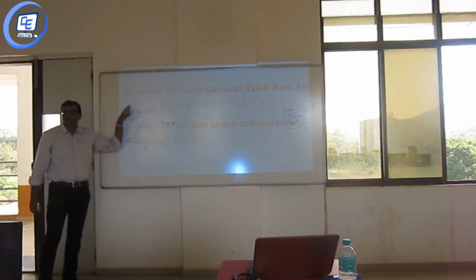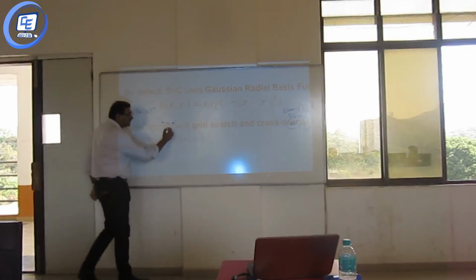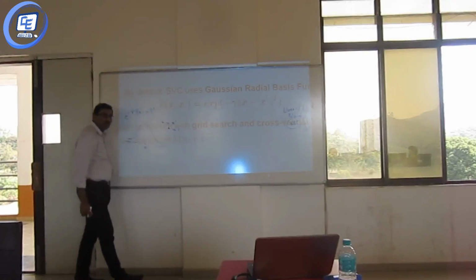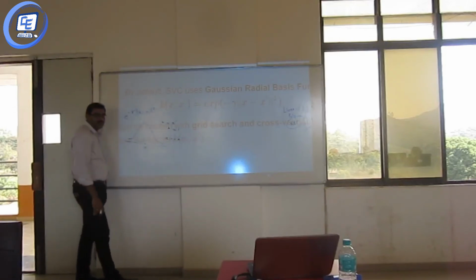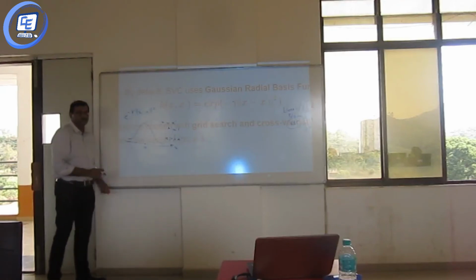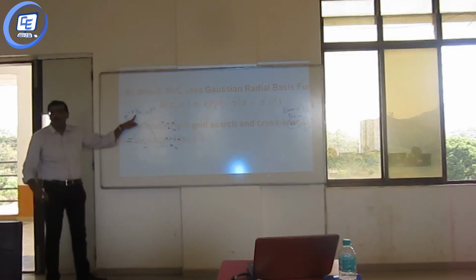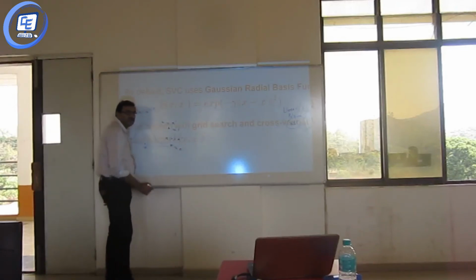What will happen to this? E raised to 0 is 1. So the distance will be approximately 1. But if x is very very far from x dash, then what will happen to k? E raised to a minus a big number. E raised to minus a big number is approximately 0.